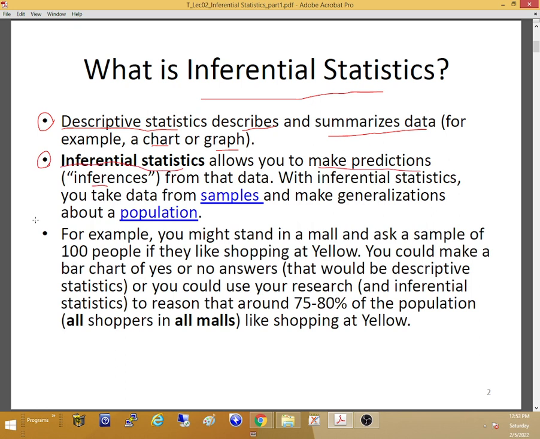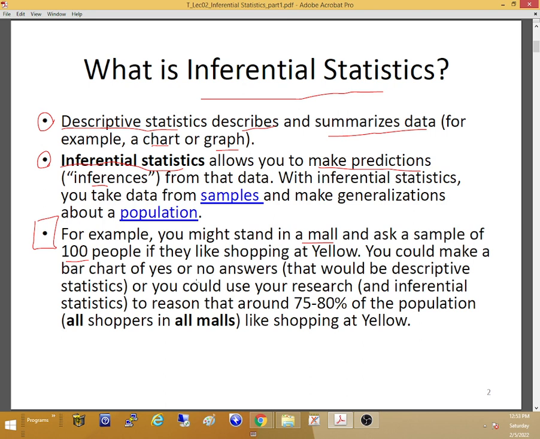Here is an example, maybe it will clear the difference between the descriptive and the inferential statistics. Say you stand in a mall and ask a sample of 100 people whether they like shopping at YOLO or not. So this is one kind of survey, just a mini survey. You ask the people in front of the mall whether they like shopping at YOLO, and they may answer just yes or no.